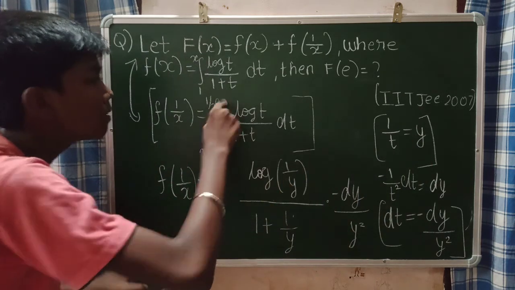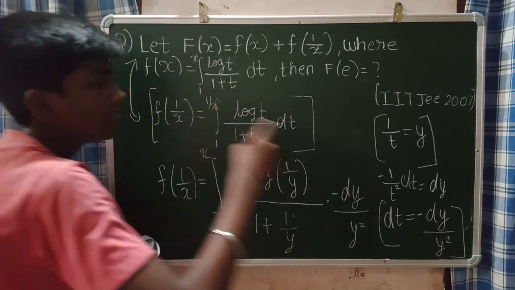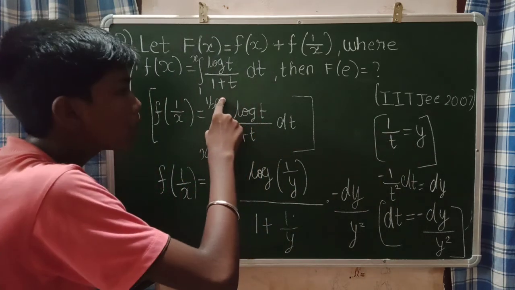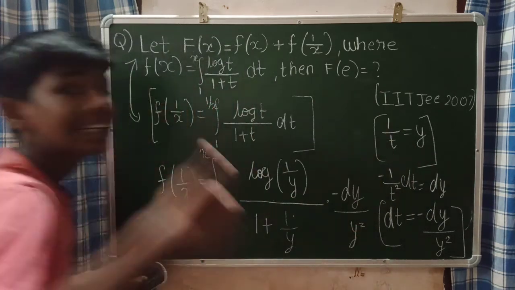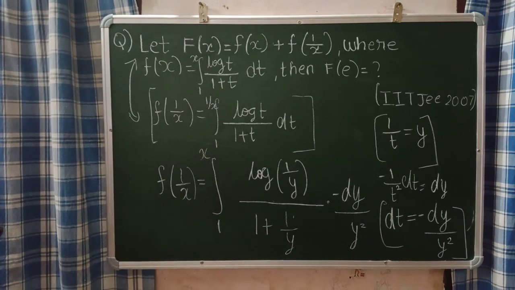Now for the upper limit, when you look at your upper limit, it is 1 by x. Now, if you need to find the value of y, that will be 1 by t. Your t is 1 by x. So 1 by 1 by x is x. So that is why I wrote like that. I hope you understand, guys.